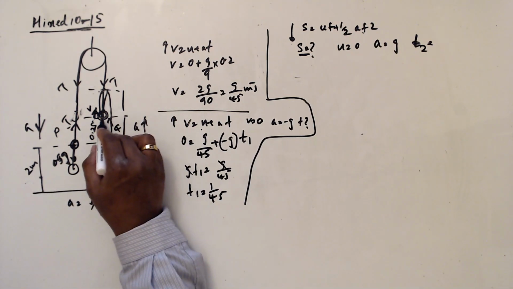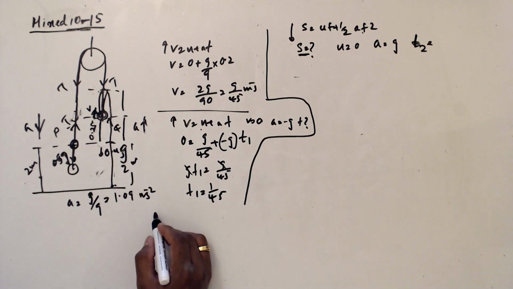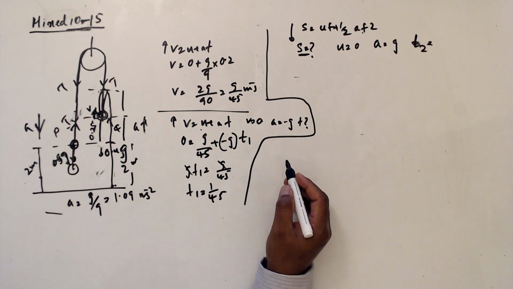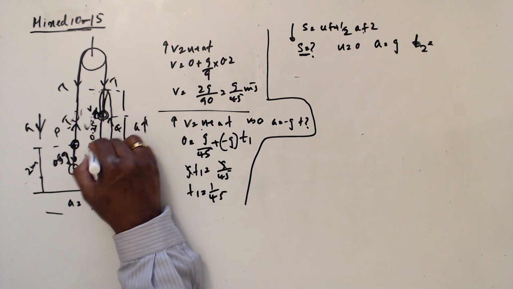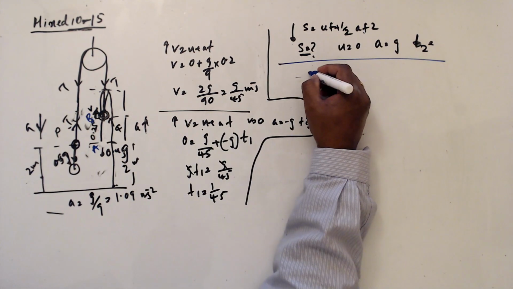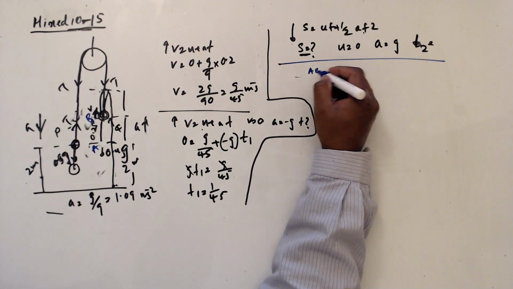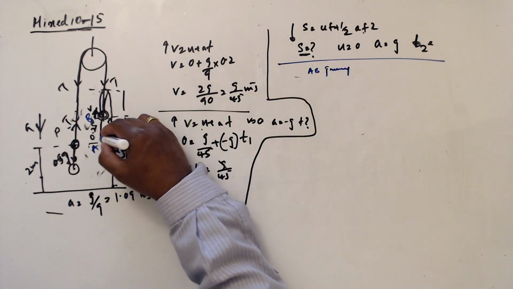So then we have to consider this journey again. I'll write this as A and B. So we'll leave it as it is. AB journey. So we need to find this distance.